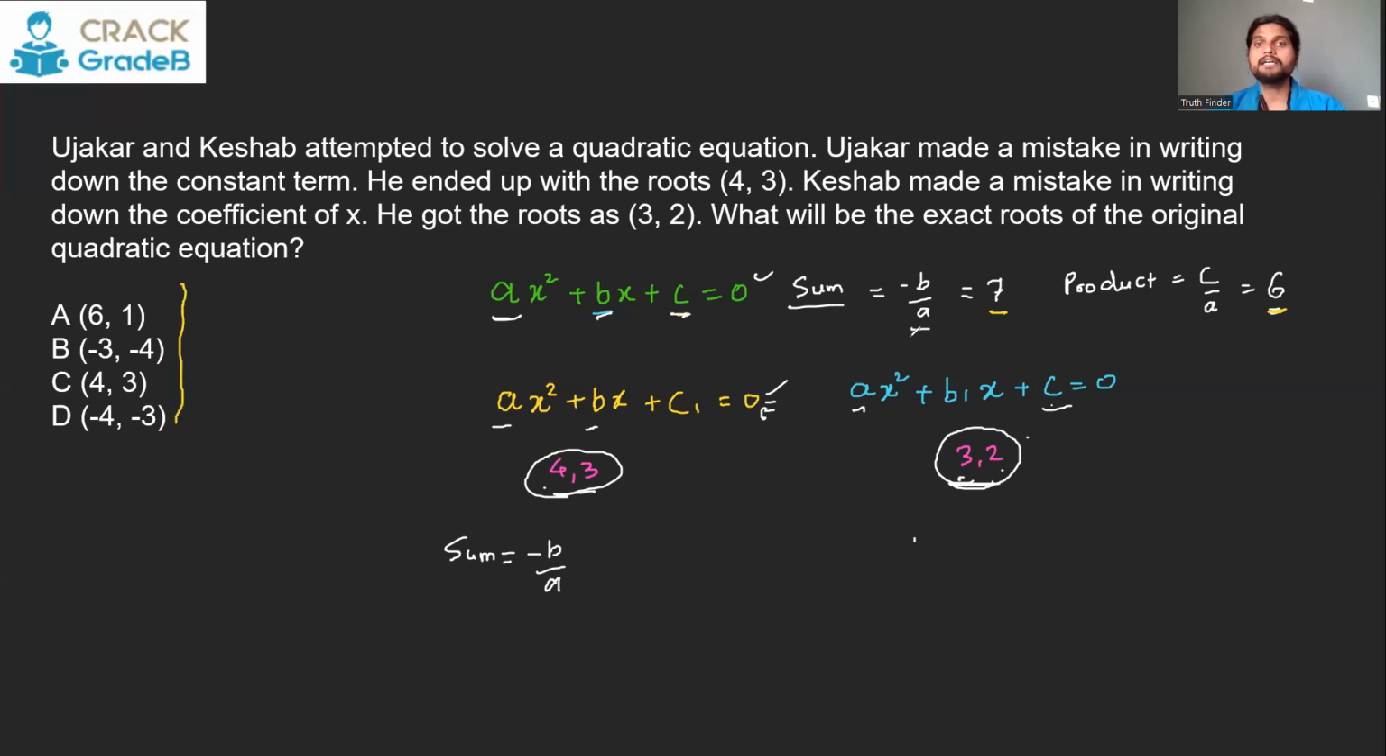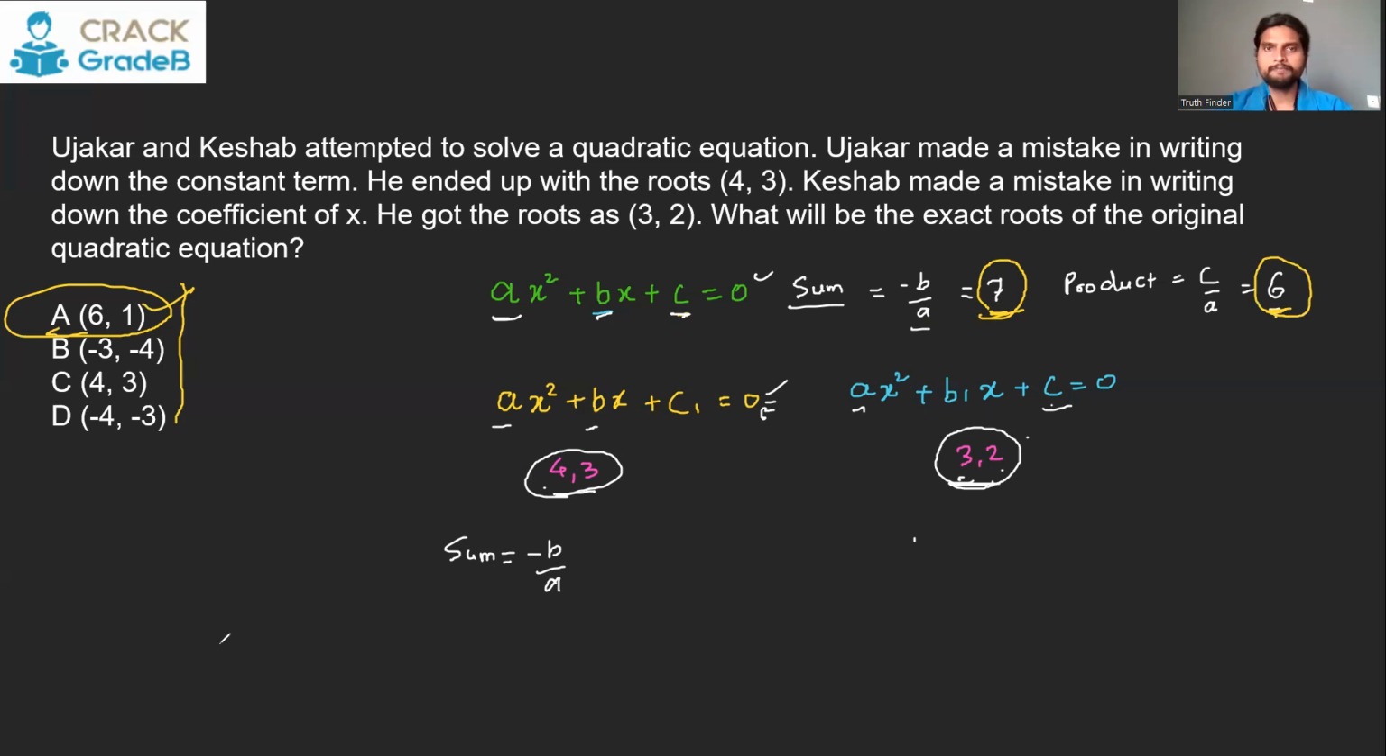So which option has a sum of two roots as 7 and product as 6? Option number A. 6 into 1 is 6, 6 plus 1 is 7. So sum is 7 and product is 6. Hence, answer is option number A. Easy. Or with this sum and product, you can make your own quadratic equation and then solve.